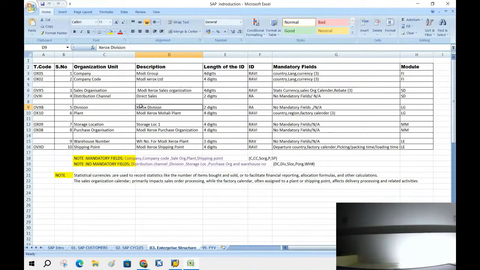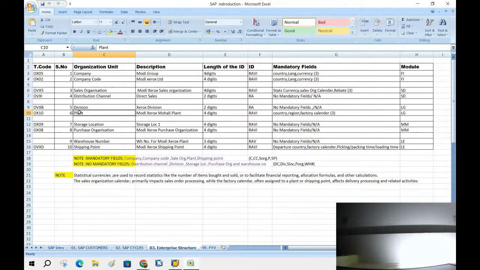Next, what is plant? Where you manufacture, in the outside world, we call it a factory. The equivalent terminology of factory in SAP is called plant. Modi Xerox has their factory or plant in Mohali, Chandigarh. So we call it Modi Xerox Mohali plant.